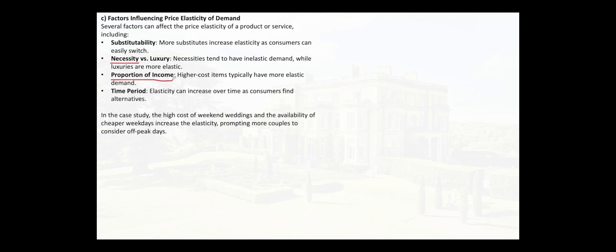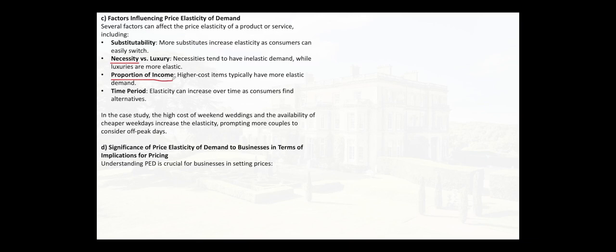Also, we've got to think about time period. And for weddings, I think we've got this with the weekday versus weekends, and we've also got seasonality. It won't surprise you, more people get married in the summer. Okay? So, significance, we need to think about how crucial this is, and this is all about pricing strategies. Okay, there's no point in you not understanding your PED coefficient and you suddenly change the price and it has the opposite reaction that you hoped.